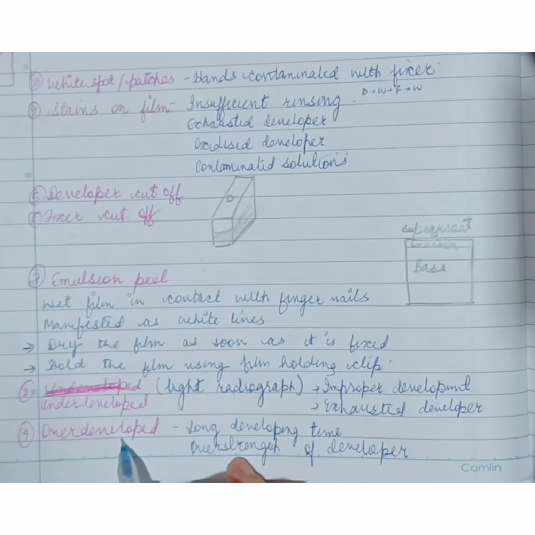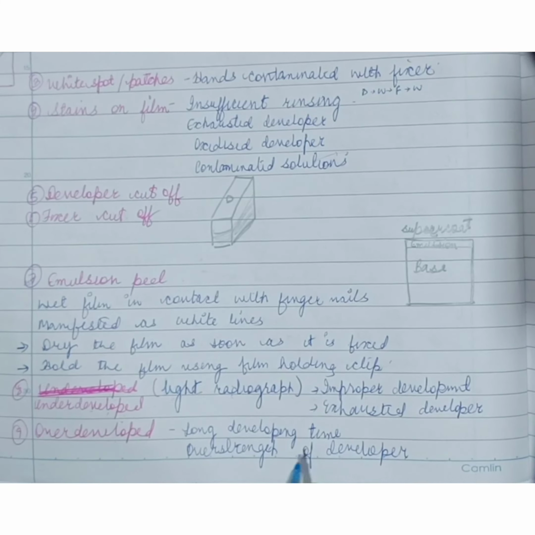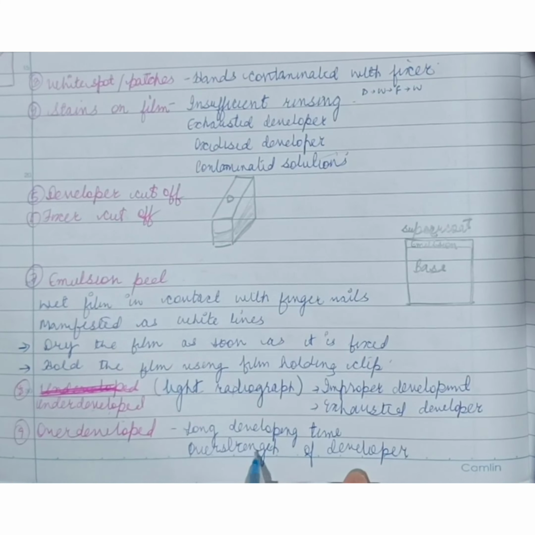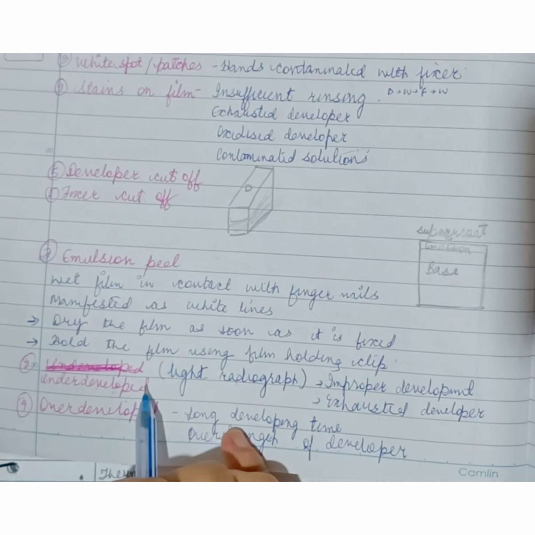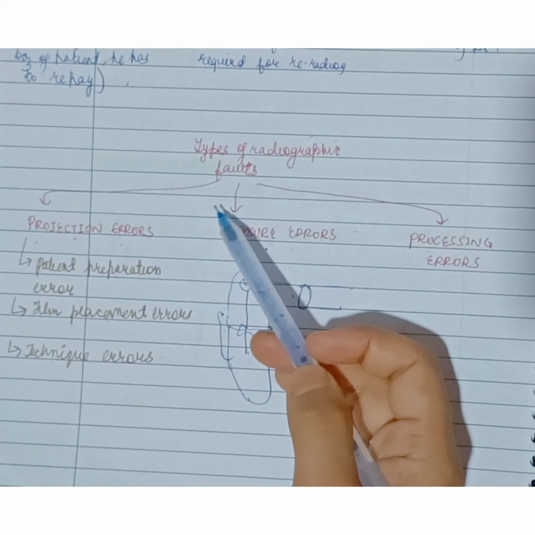Another is overdeveloped film. In this, there is long developing time, or the strength of the developer solution is increased, whereas in an underdeveloped film, the developer is diluted. That was all about the types of radiographic faults.